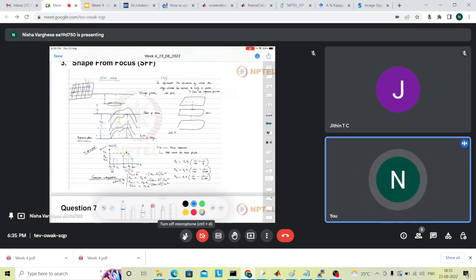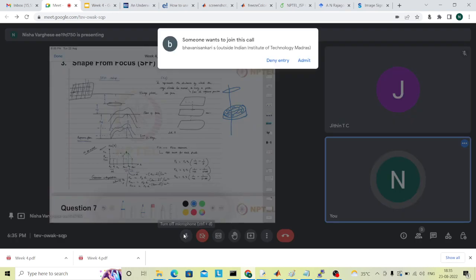Here we have a simple 3D structure, like a coin or something. On the coin we will have some small structure that will be bulging from the surface of the coin. Then we arrange a microscopic setup like this.